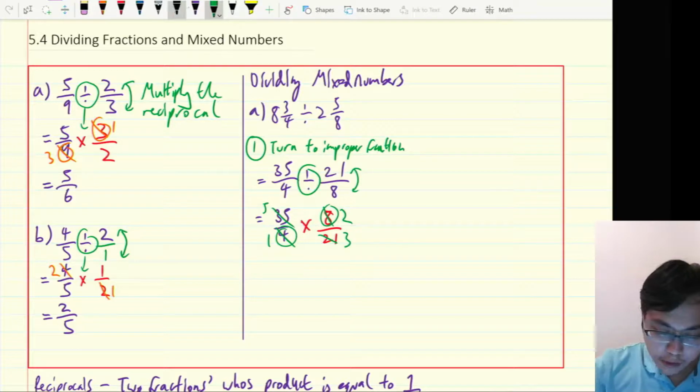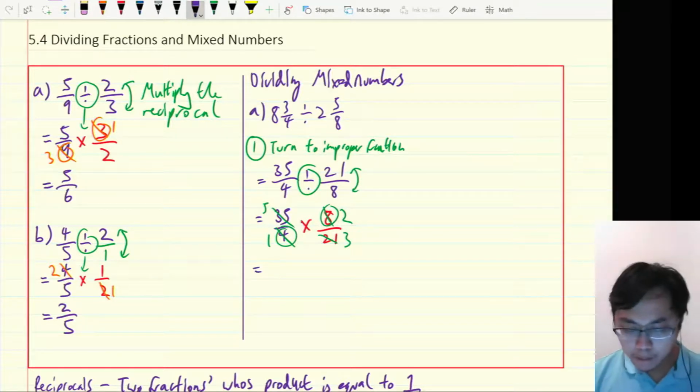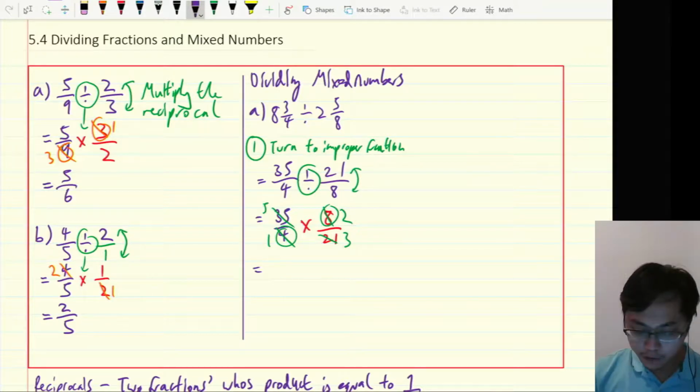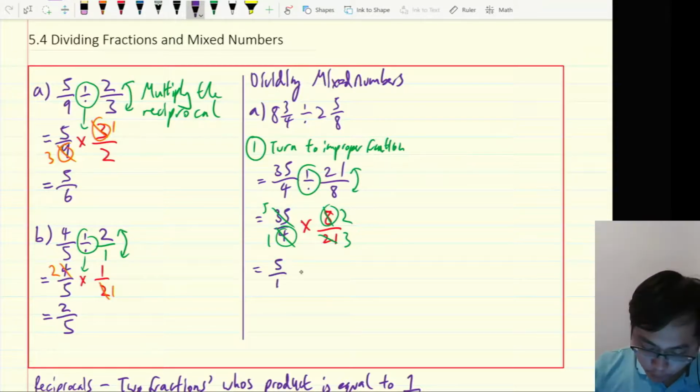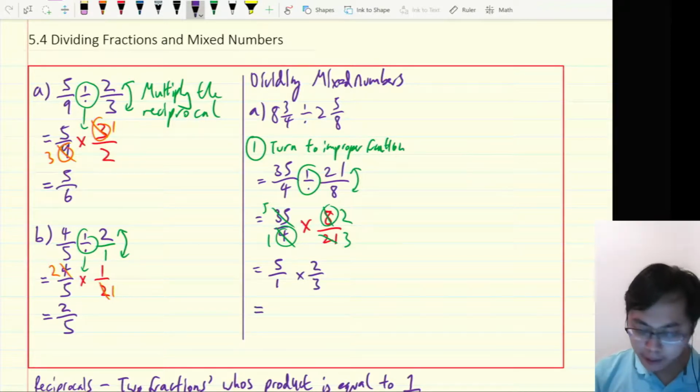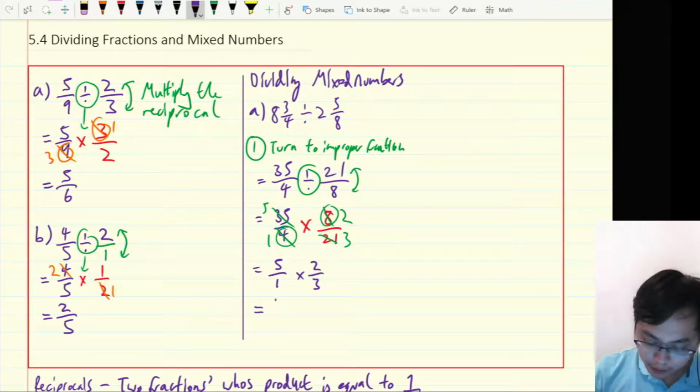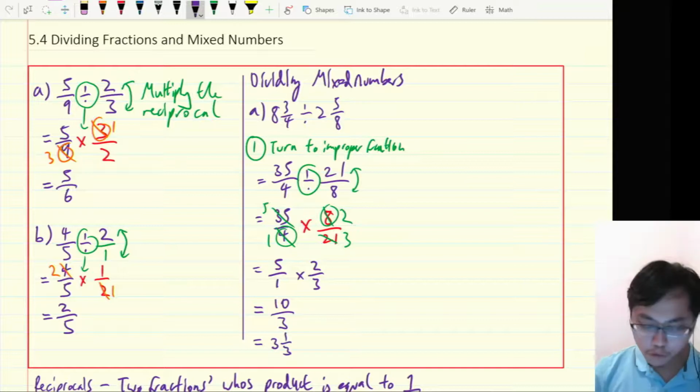And so let's go ahead and clean up this equation. I usually don't like directly finding the answer after crossing out things. So let's rewrite it. 5 over 1 times 2 over 3. Now I'm going to rewrite my answer clearly. 5 times 2 is 10 and over 3. And then I'm just going to quickly change that into a mixed number. That's going to be 3 and 1 over 3.